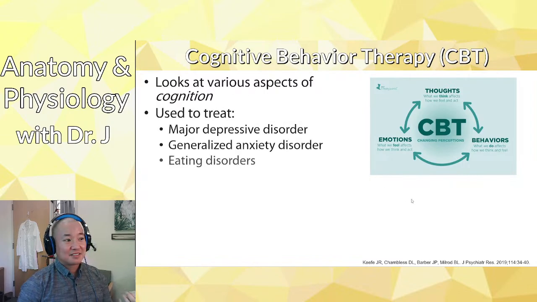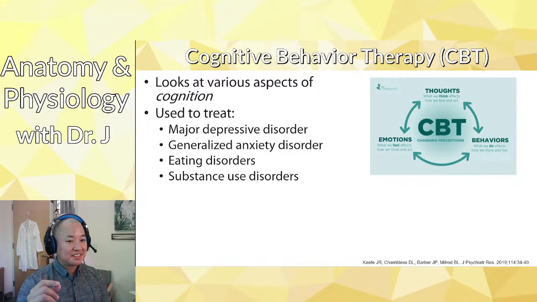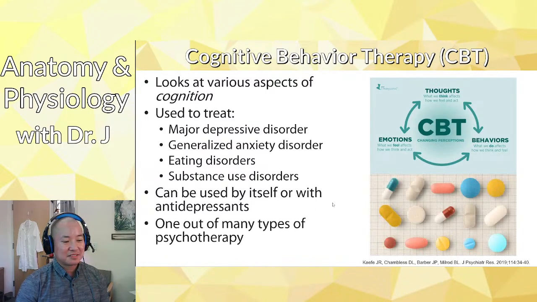And the great thing about cognitive behavioral therapy is that they found if you combine this with drugs like SSRIs, the combination is often even more powerful together. So it's not just about drugs and neurotransmitters. It's also about the human experience and social experience as well. It's not the only type of psychotherapy. There are other types of psychotherapy out there, but this is one of the ones that has a lot of evidence behind it, evidence of effectiveness.